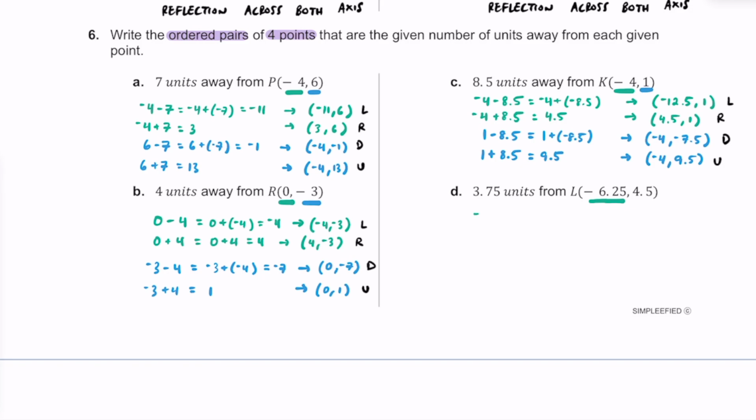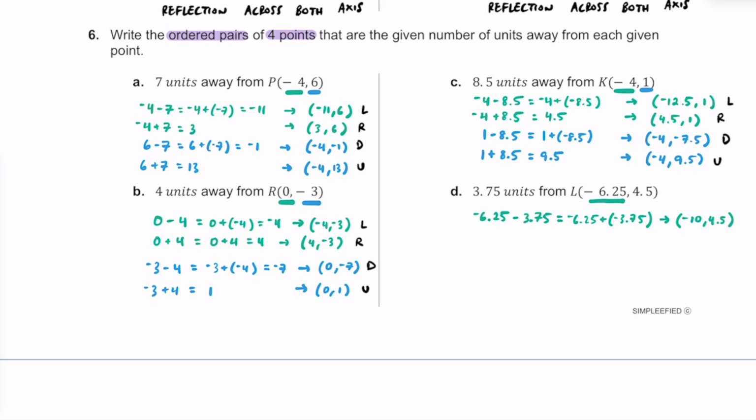So let's take this negative 6.25. If we're going 3.75 units to the left, we're going to subtract. So minus 3.75. This is the same thing as negative 6.25 plus negative 3.75. So if we add those, that's actually going to be negative 10. So this is going to be negative 10, 4.5. Leave that y coordinate alone. So that's going to be going to the left.